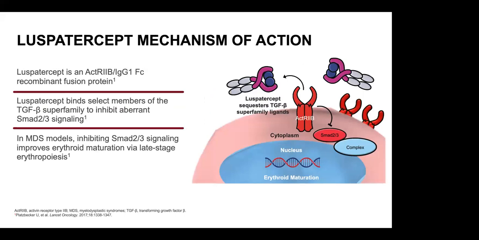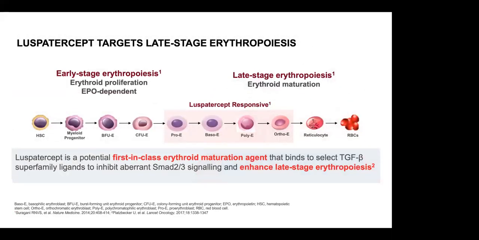Now, I mentioned luspatercept, or Reblozyl, and this is an injection that's taken every 3 weeks. So it's a ligand trapper, as we like to see it, and it stimulates erythropoiesis, or the formation and the maturation of the red cells at a later stage. So the earlier stages are erythropoietin dependent, or EPO dependent. In the late stage, luspatercept does this ligand trapping, and it enhances erythropoiesis.